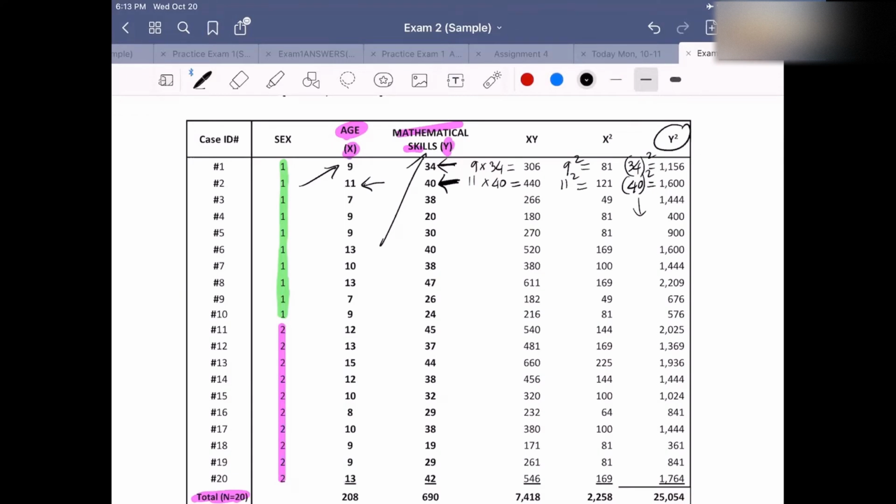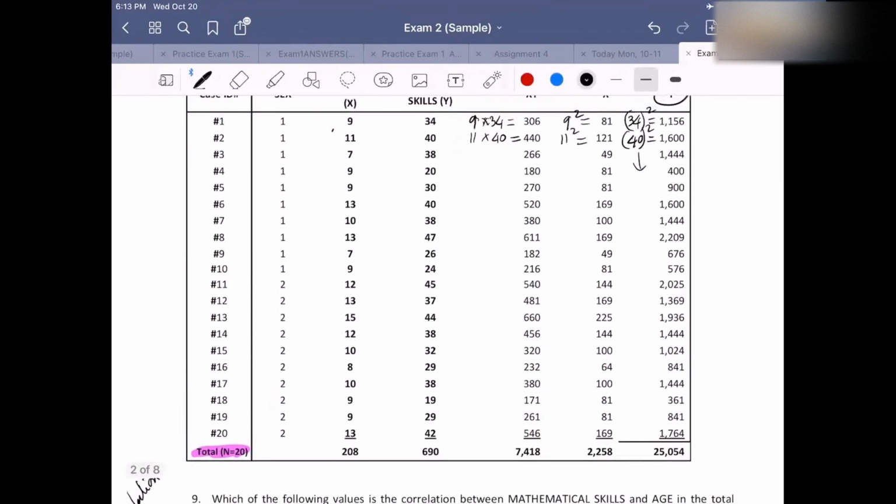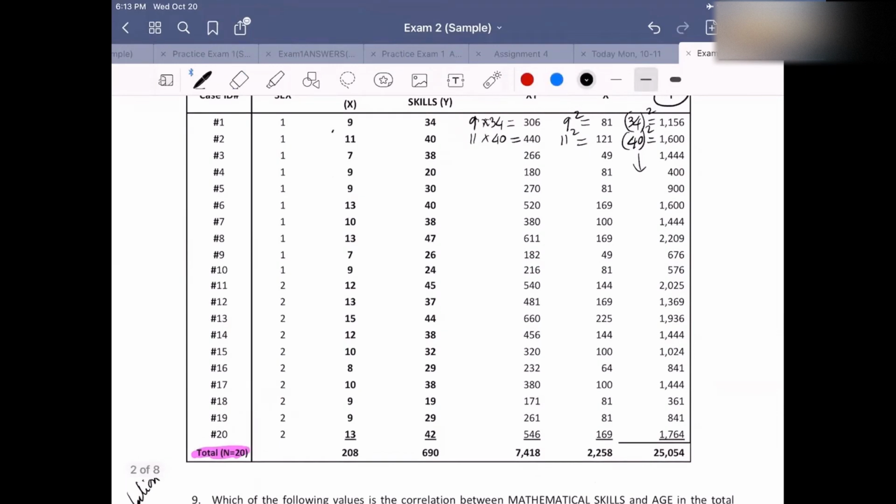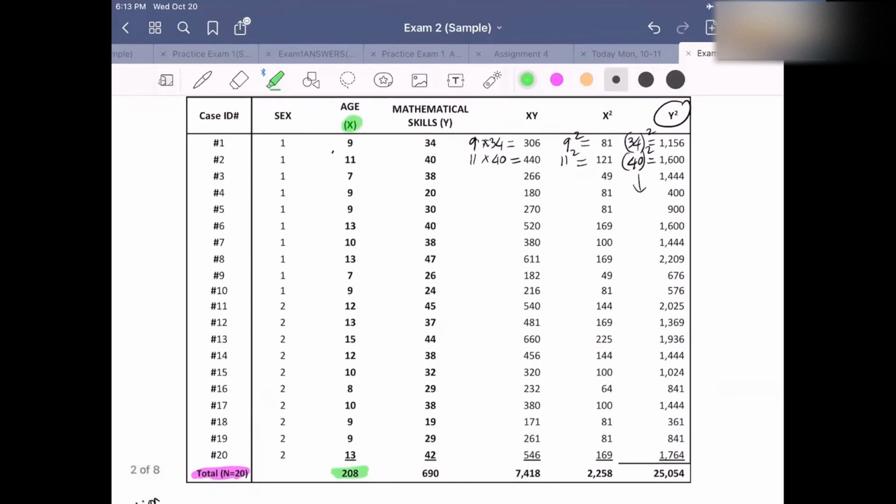And then after that, let me delete this, so that it will not be confusing. This is 9 and this is 11, okay? All right, and next, if you look at the bottom of the list here, you can see that this number right here is the sum of all the X values, right? Here are the X values. So at the bottom, it's going to be the sum of the X values.